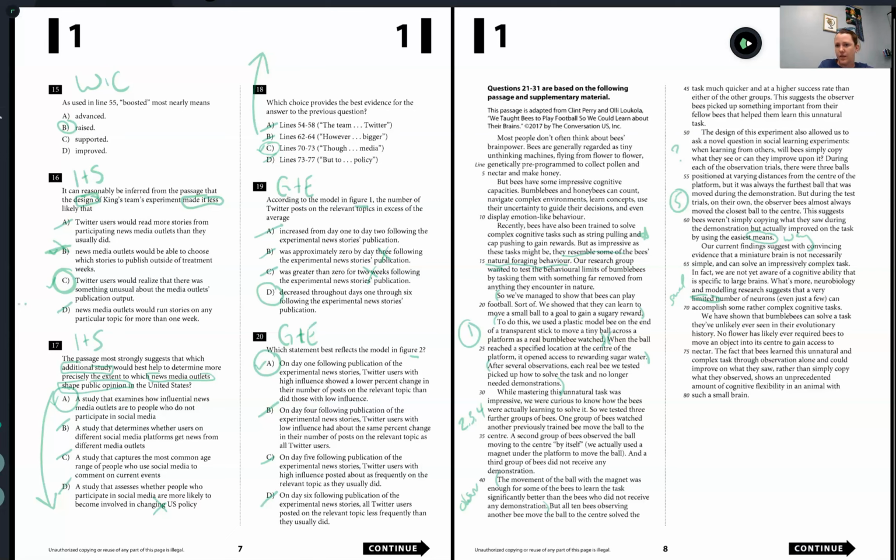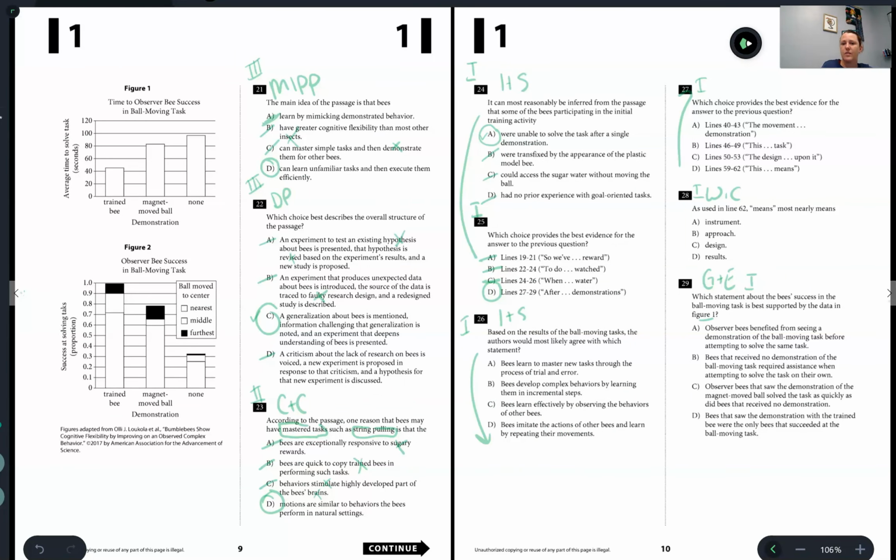This suggests the observer bees picked up something important from their fellow bees that helped them learn this unnatural task. Okay. So what is the difference between that first one and the second one? The movement of the ball with the magnet was enough for some of the bees to learn the task better than those who did not receive a demonstration, versus this suggests that observer bees picked up something important from the fellow bees that helped them learn this unnatural task. This idea of a suggestion gives us something that the authors of the piece might agree with. So already B is a better answer than A. It is an inference question, so we are looking for something that they would most likely agree with.